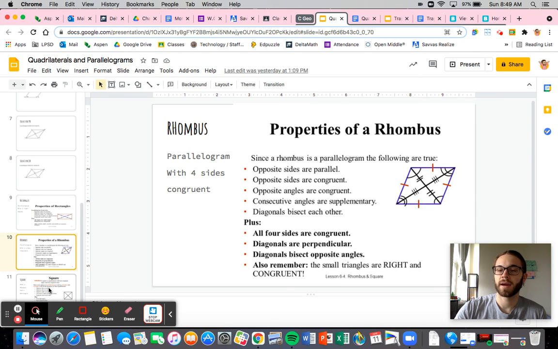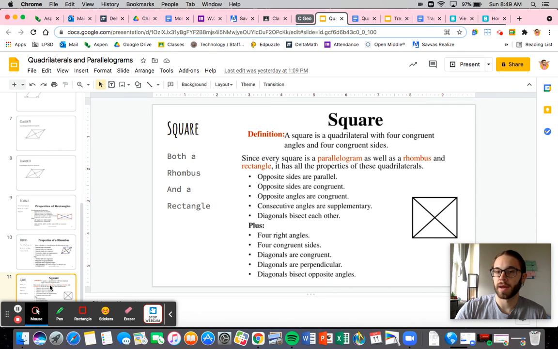And then finally, our last parallelogram is going to be a square. And a square is deceptively annoying in that it is both a rhombus and a rectangle. So this goes back to the old statement, you know, the square is always a rectangle, but a rectangle is not always a square. It's true. So a rectangle gives you the 4 right angles. The rhombus gives you the 4 congruent sides, and bam, put them together, you got a square.